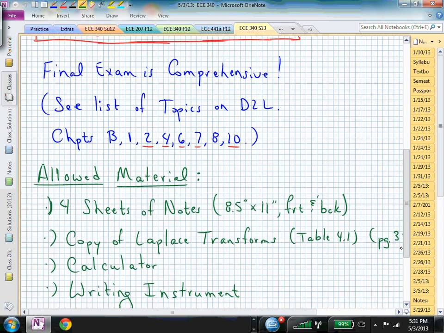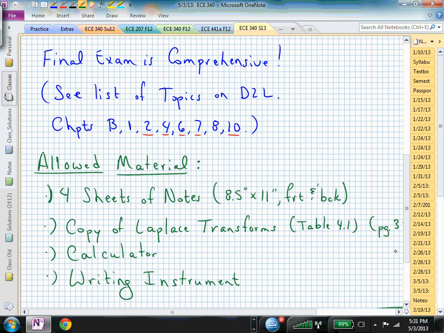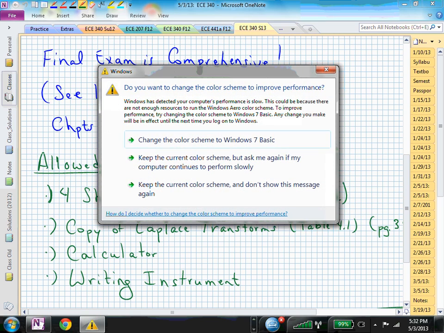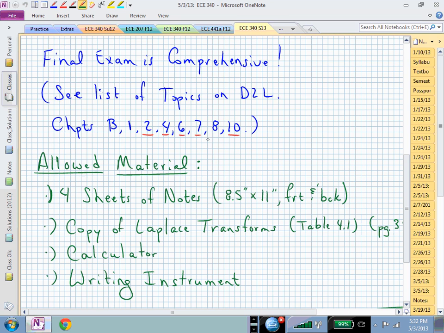The final exam is comprehensive. I have provided a list of topics. I would consider that to be tentative, but it's pretty long. It's about 85 lines of material, but I think it's all collected. It's coming from these chapters in the textbook, B1, 2, 4, 6, 7, 8, and 10. Not a lot in 8.